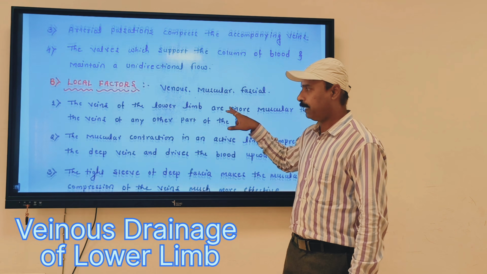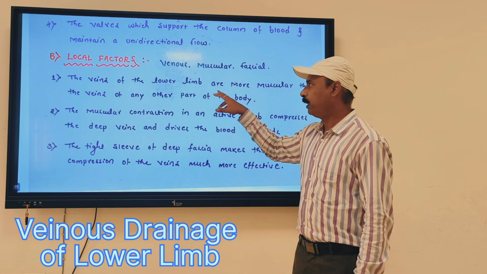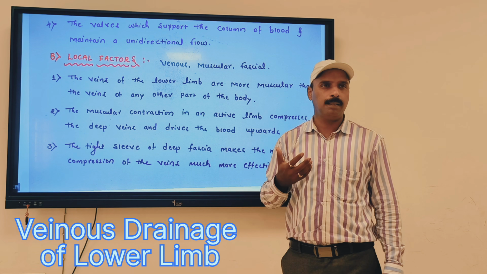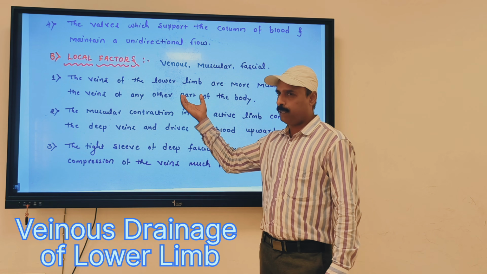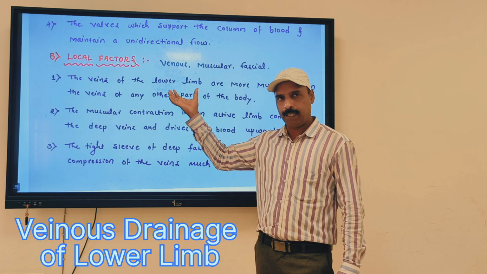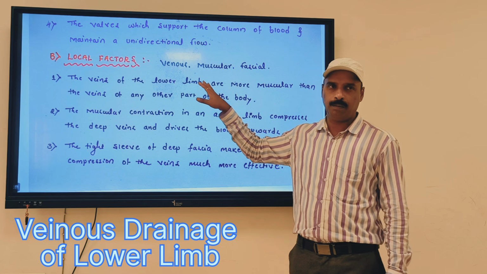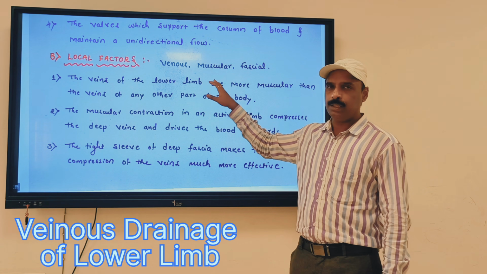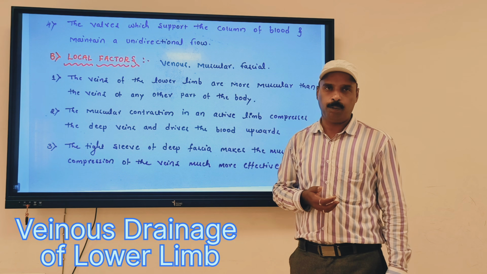Then we have the local factors. When you see the veins of the lower limb, you are going to get that they are more muscular. Because of that only, we call the soleus a peripheral heart. Contraction of the back of leg muscle, or calf muscle, around these veins helps the venous return of the blood. So this is the one which you have to remember. Veins of the lower limb are more muscular than in any other part of the body.